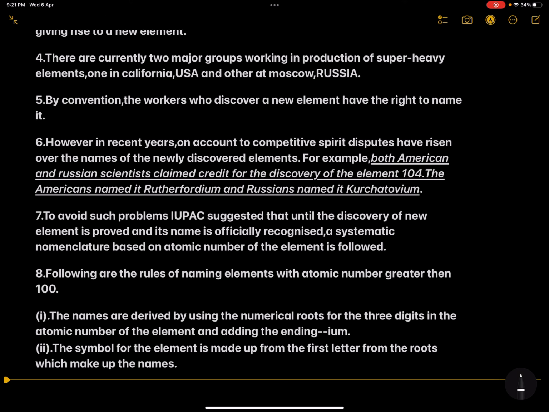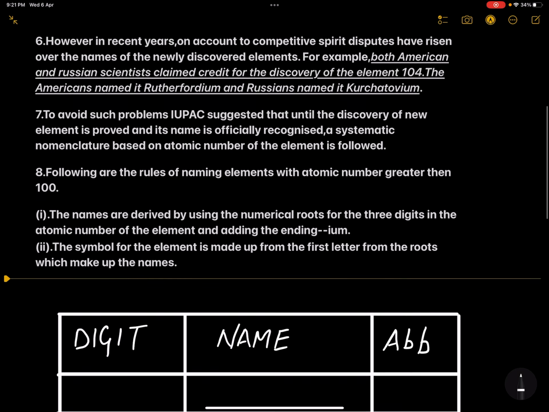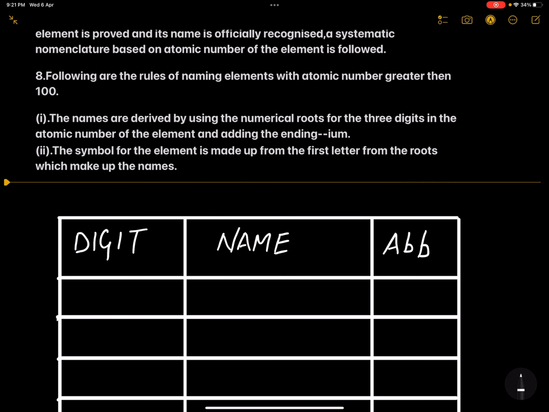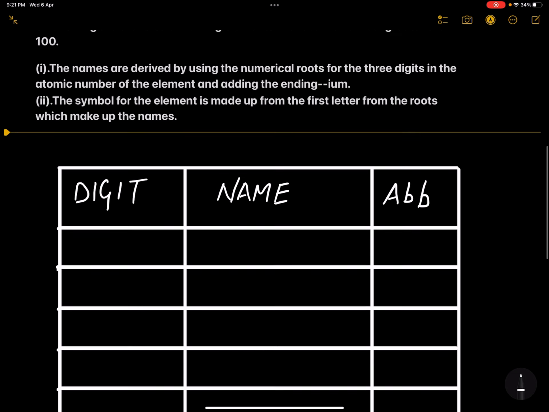Now let's come to the second point. The symbol for the element is made up from the first letter of the roots which make up the name. So now let's come to the table. Here I have made a table in which I am going to give you the numerical roots for digits 0 to 9. So I am writing.